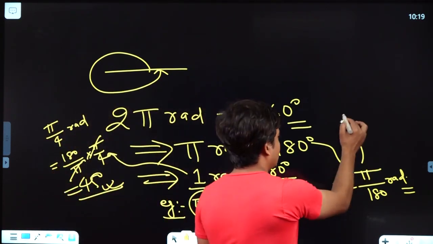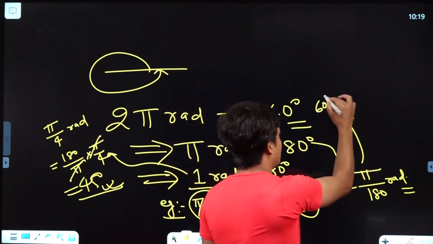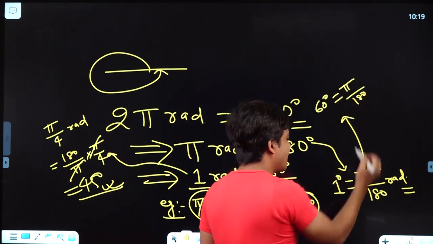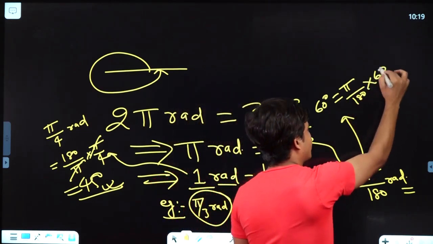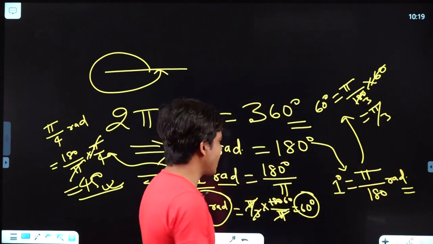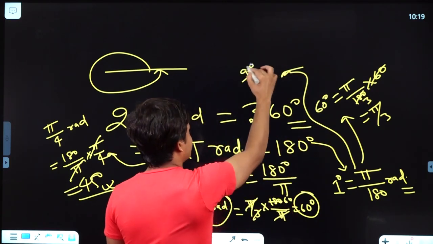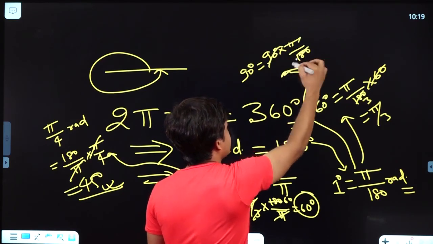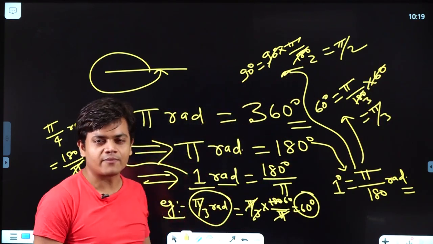And for example, 1 degree is equal to pi by 180 radian. Then if I ask you about 60 degree, what shall you do? Since 1 degree is pi by 180 radian, therefore 60 degree will be pi by 180 into 60, and certainly this is pi by 3. What about 90 degree? For 90 degree, 90 degree into pi by 180, and certainly you can see pi by 2 radian. So 90 degree is equal to pi by 2 radian.